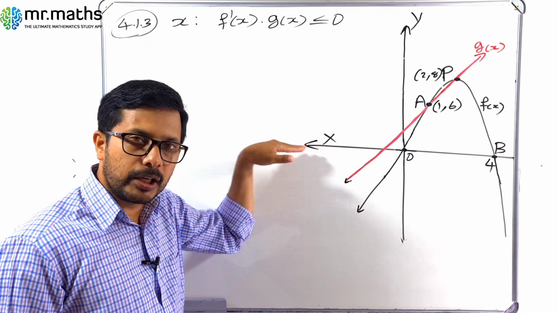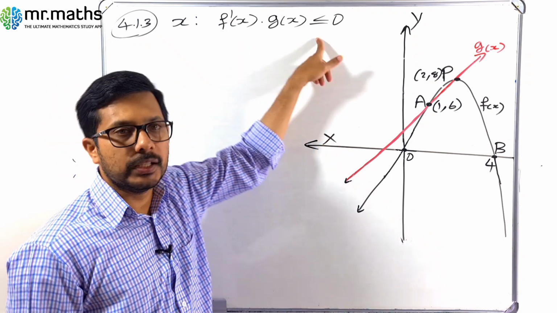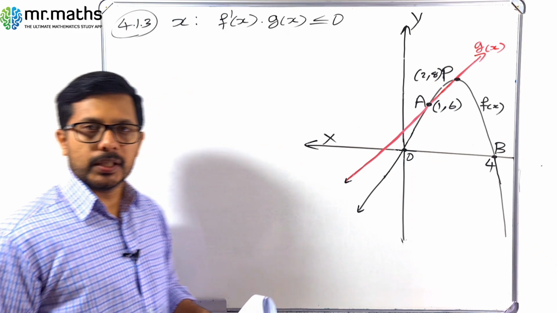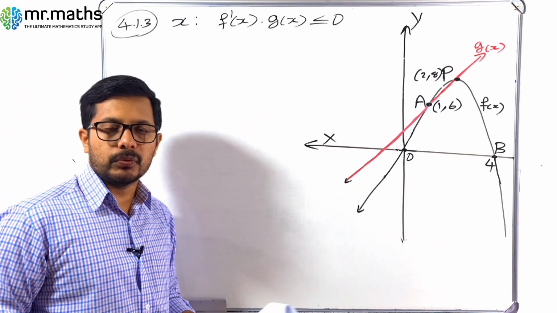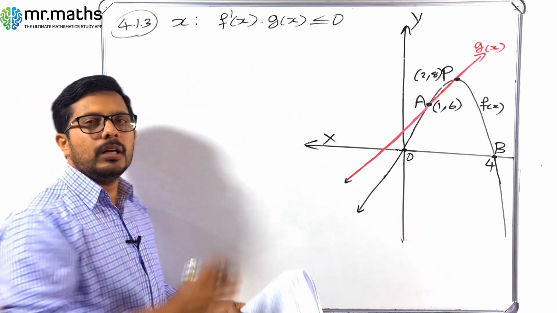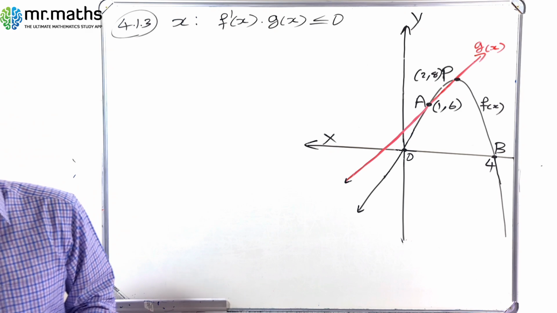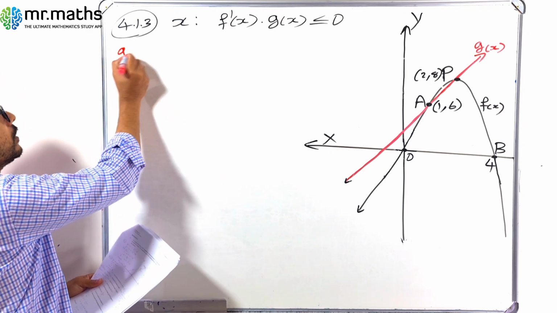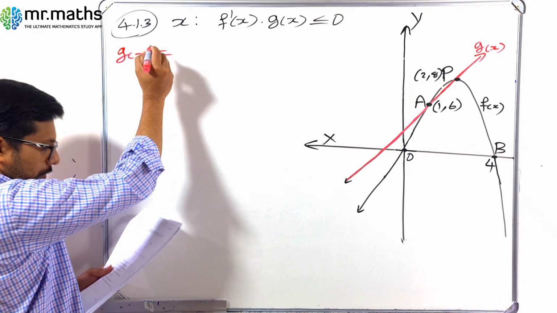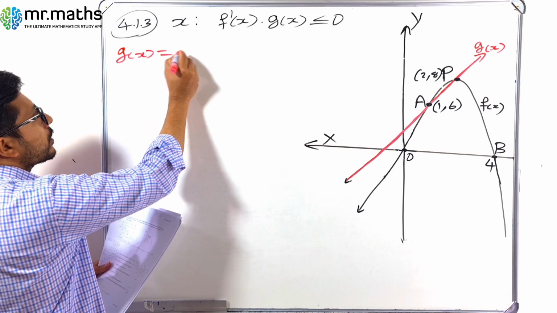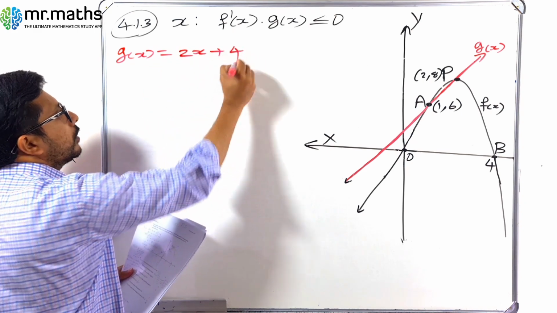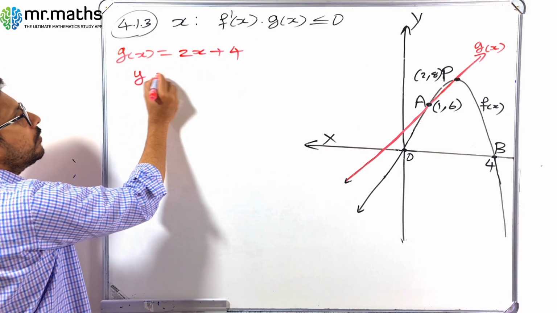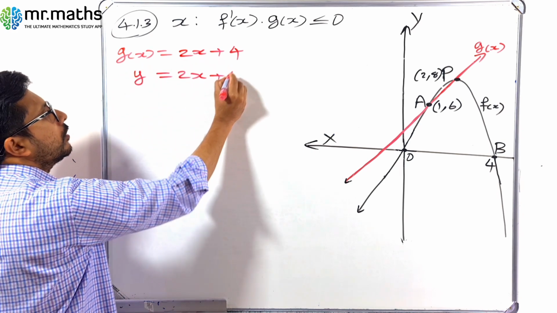So you have to find the values of x satisfying this condition. Okay. Now, what is the equation of g of x? Before I start that one, what is the equation of g of x given in the question? It is given that g of x is equal to 2x plus 4. Am I right? Okay. So this g of x is the same as y is equal to 2x plus 4.